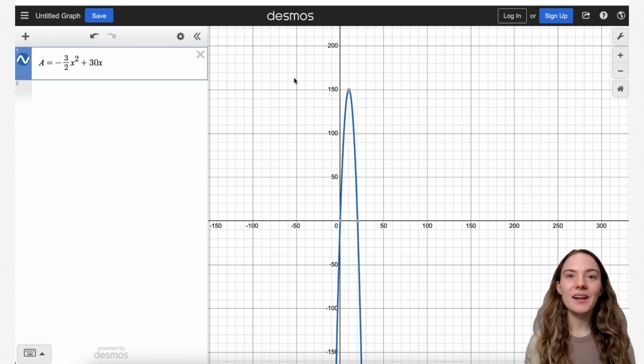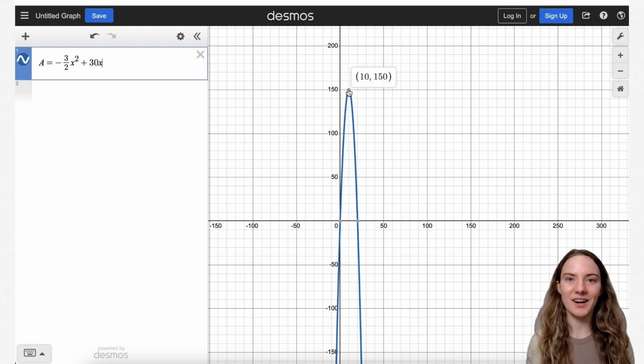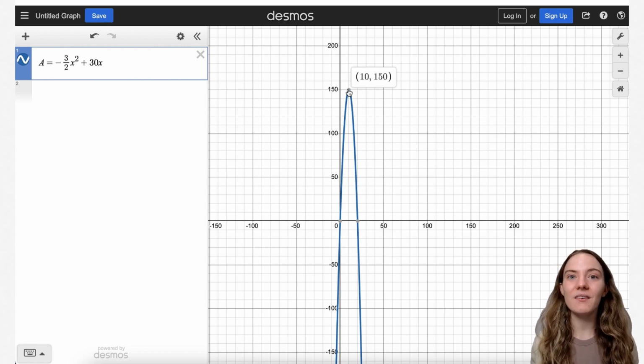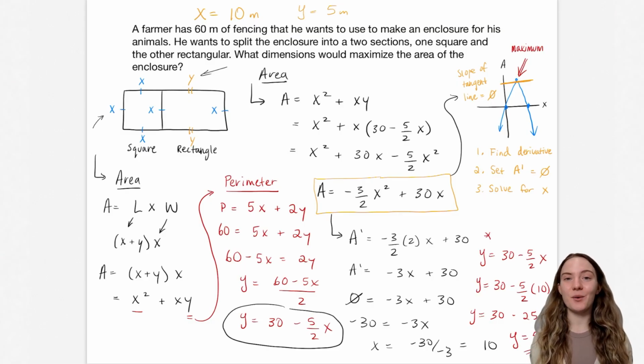And I want to hone in on the maximum point, so the vertex of this quadratic. And I hope you can see that the maximum point occurs when we have a width of 10 meters and a total area of 150 meters squared. And really, that's the end of this question.